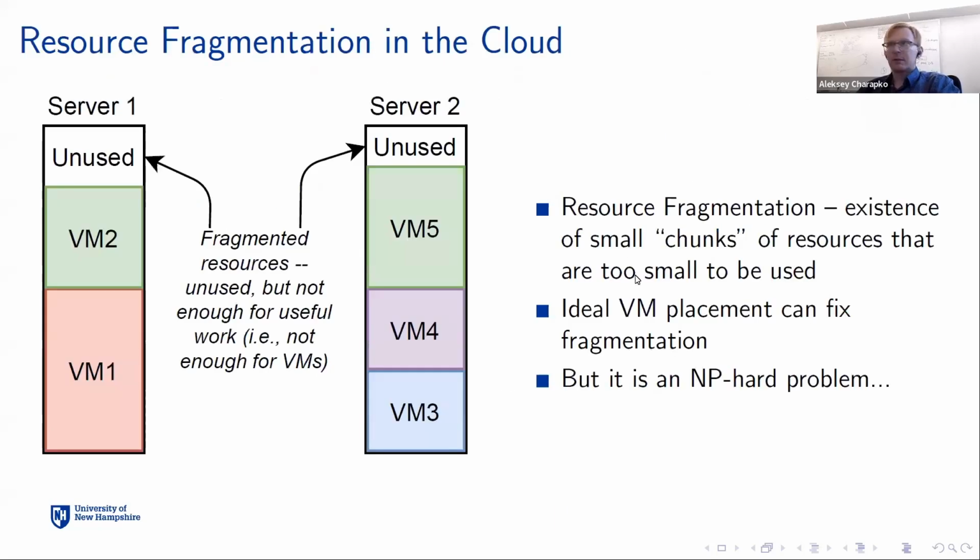Okay, so let's dive into the motivation for this paper. The authors claim that there is this problem of resource fragmentation in the cloud. What they mean by resource fragmentation is that there are chunks of unused resources that exist on different servers, and these chunks are decently small, so they may be too small to be used for another VM, or another popular VM at least. So they just sit there unused, and that creates waste.